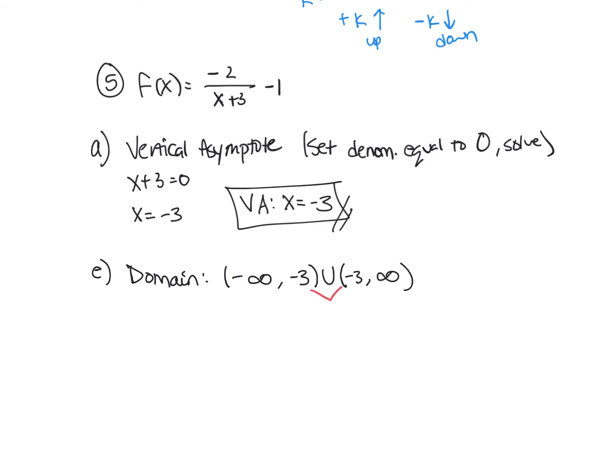So because the domain deals with our x values, we're going to have a break in our domain at the vertical asymptote because the vertical asymptote is x is equal to this number.